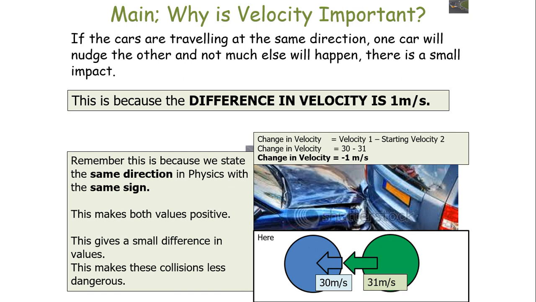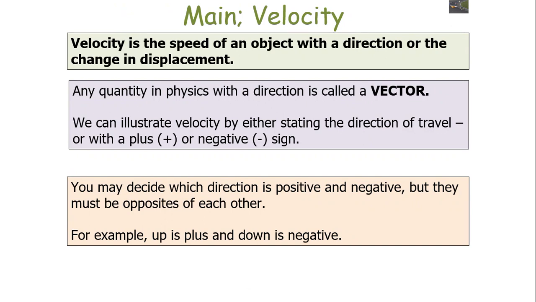Now, if we didn't know about the direction, if we didn't incorporate a plus or minus into our values, we wouldn't be aware of this, indicating why velocity is so important. So velocity is the speed of an object with a direction, or you consider a change in displacement. Now, any quantity in physics with a direction is called a vector, and we can illustrate velocity by either stating the direction of travel or with a plus or a negative sign. Now, you can decide which direction is positive and which direction is negative, but they've got to be opposites of each other. So if you define going upwards as plus, well, going downwards must be negative.